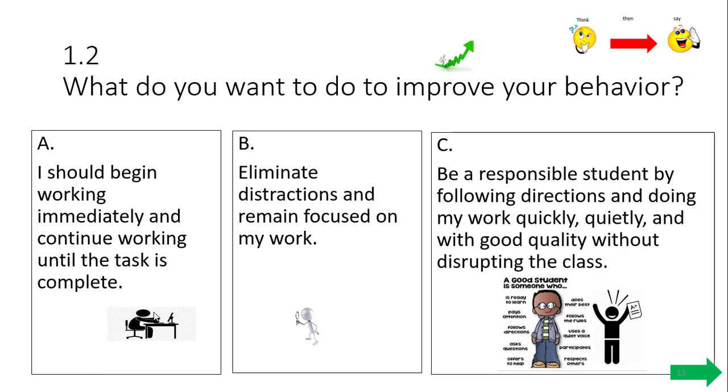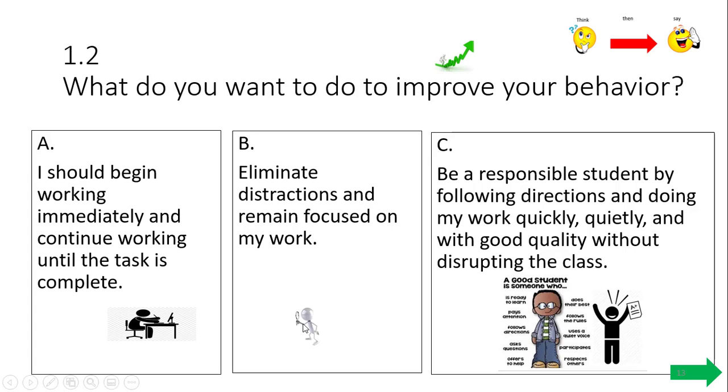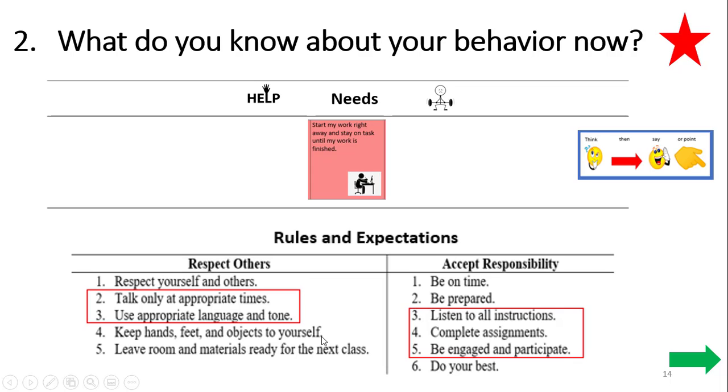You see this question in your probe. Remember, when we see our symbols down here, we're going to also see that in our probe as well. So be sure that you're ready and looking out for that. So what do you want to do to improve your behavior? Begin working immediately, eliminate distractions, or be a responsible student? Erin, make your selection now. Answer is B. Eliminate distractions and remain focused on my work, and I know that because the guy with the magnifying glass. I keep looking for him.